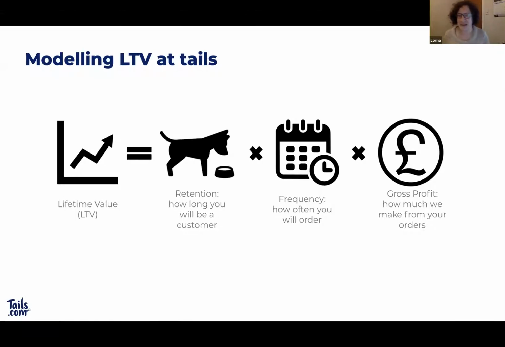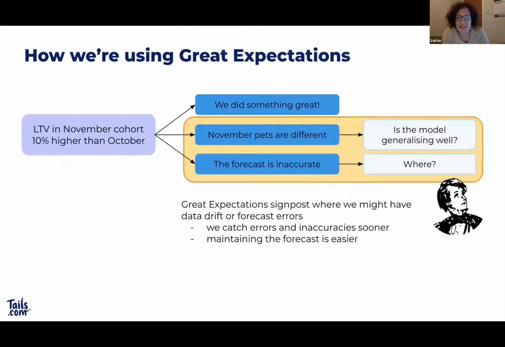It's made up of 3 parts, with a retention piece answering the question of how long we think you're going to be a customer, a frequency model of how often you're likely to order within that time frame, and a gross profit model, which is essentially how much profit do we think we're going to make off each of your future orders that you're going to buy. You multiply all of those 3 things together, and that essentially gives you a read on your estimate of a lifetime value.